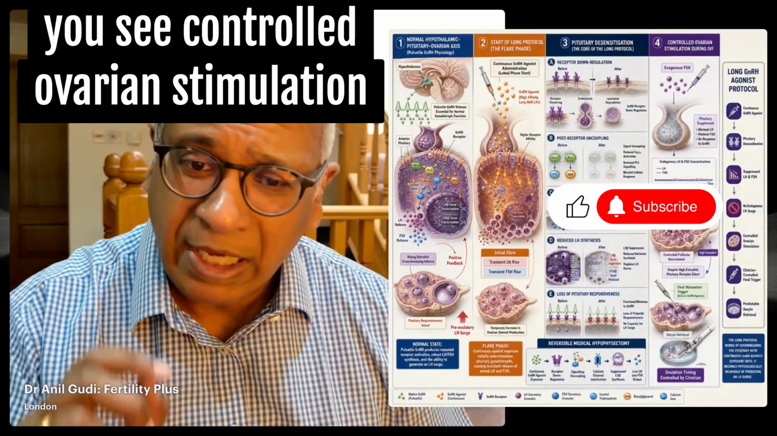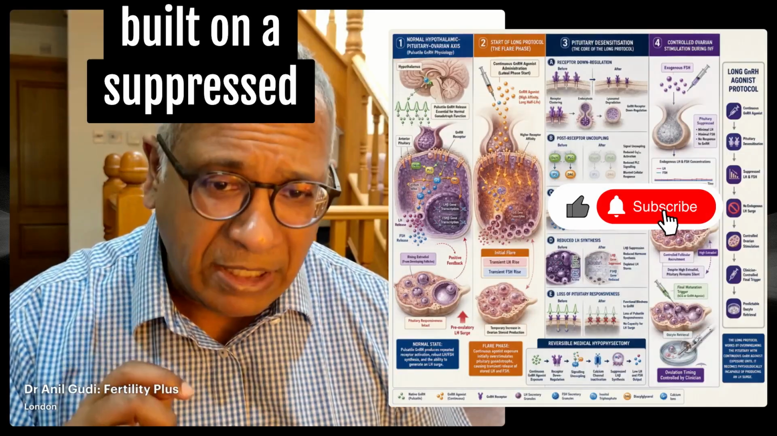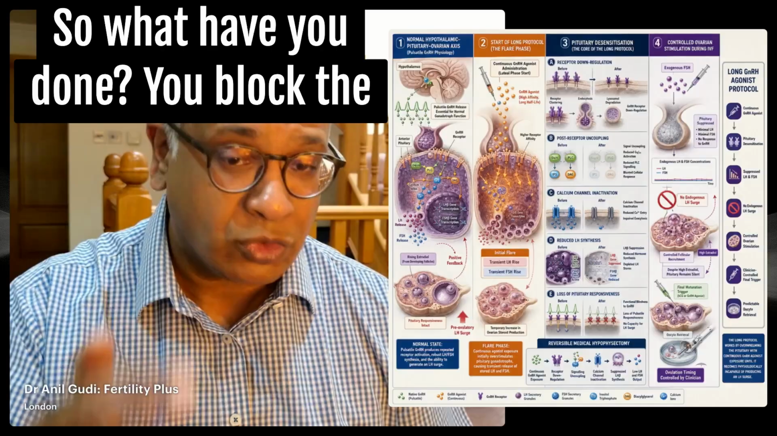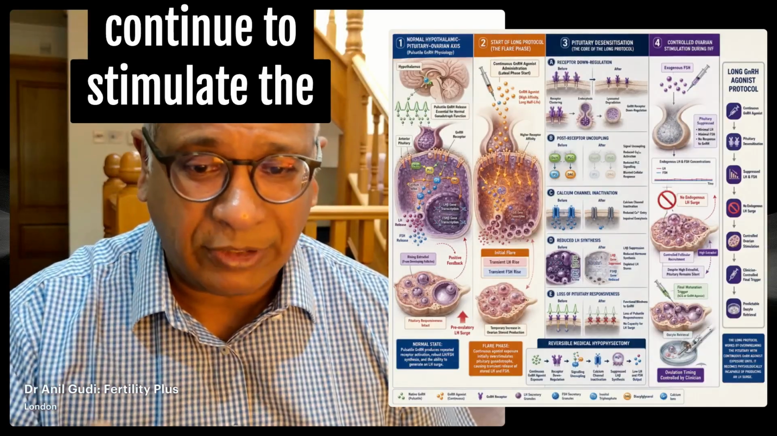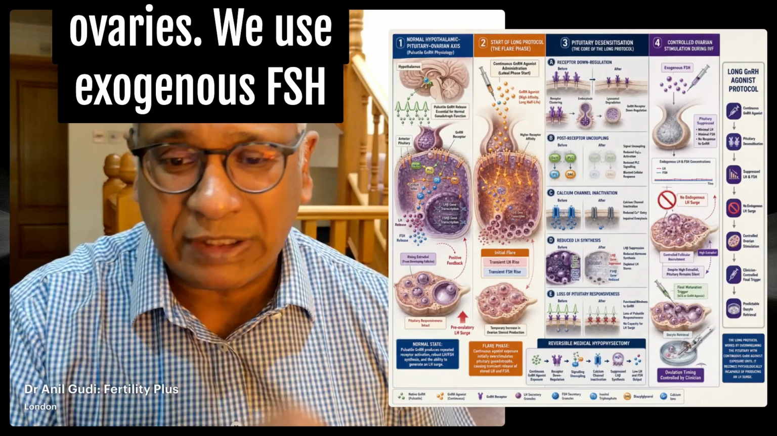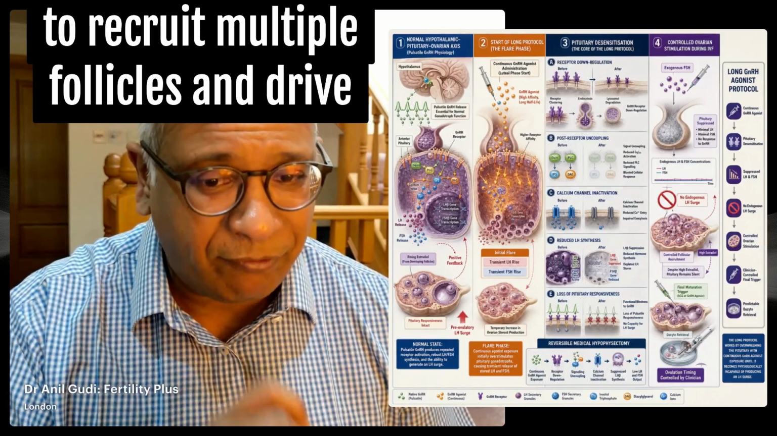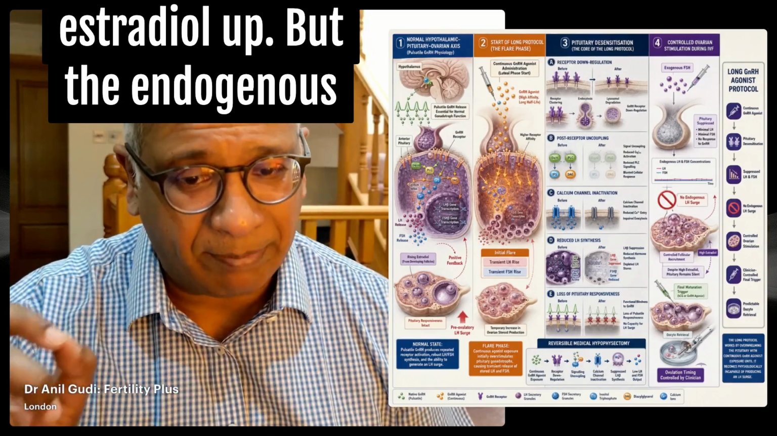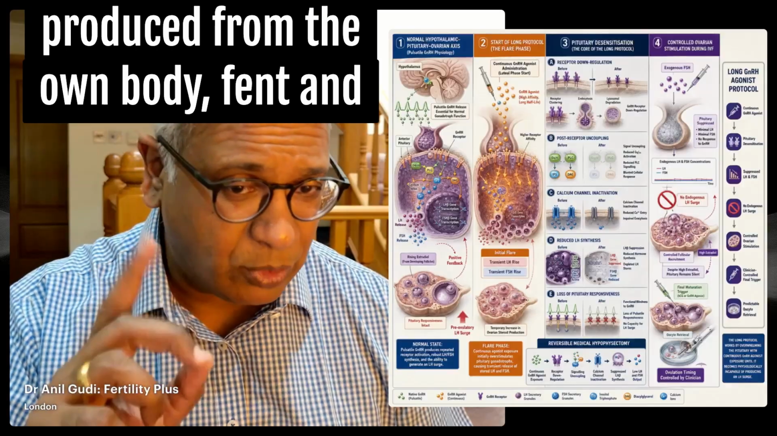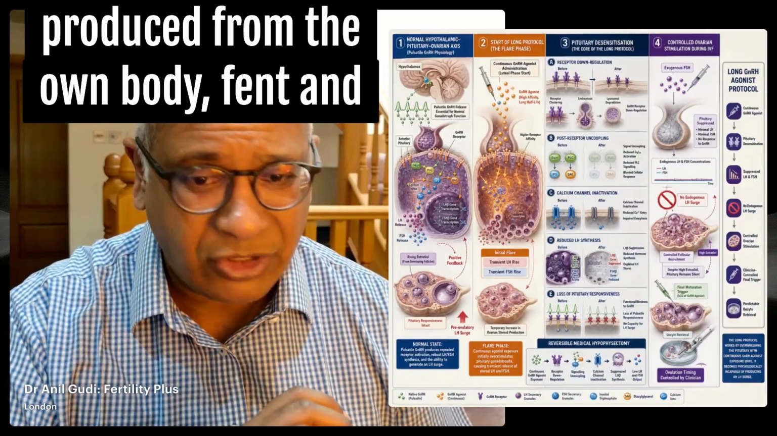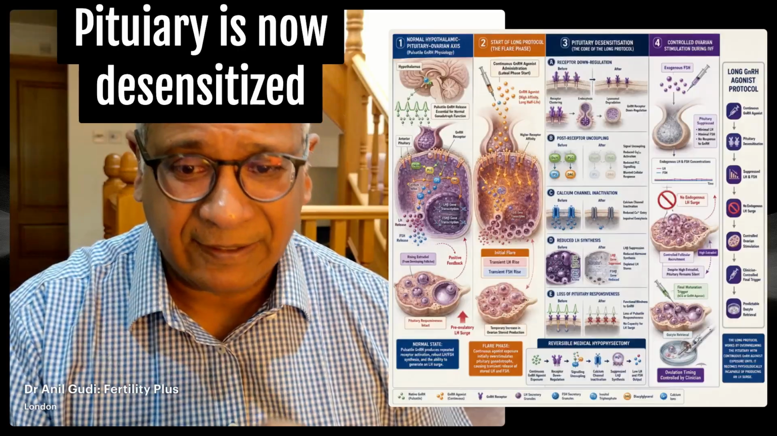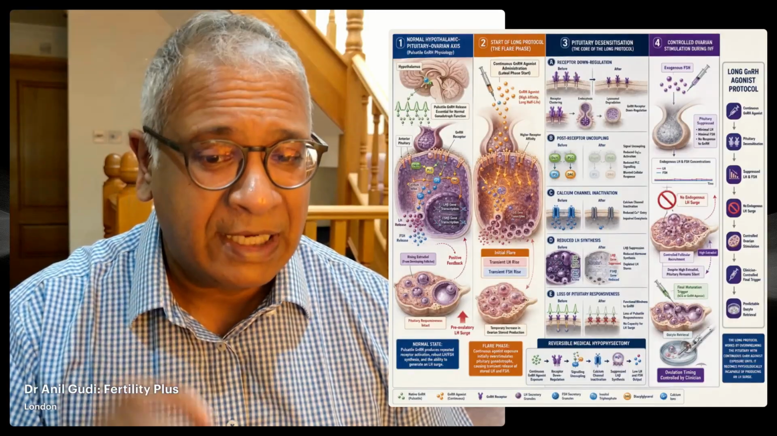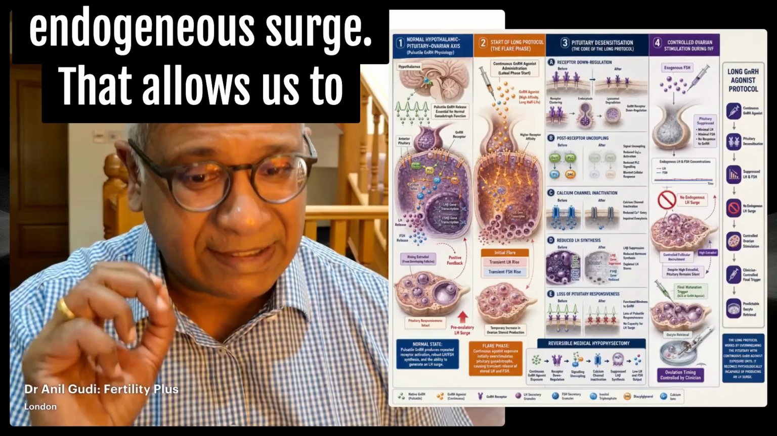Finally, on the right, you see controlled ovarian stimulation built on a suppressed background. So what have you done? You blocked the signal for an LH surge and you continue to stimulate the ovaries. We use exogenous FSH to recruit multiple follicles and drive estradiol up. But the endogenous FSH and LH, produced from the body's own pituitary, remain flat because the pituitary is now desensitized. Even with high estradiol levels, there is no endogenous surge.